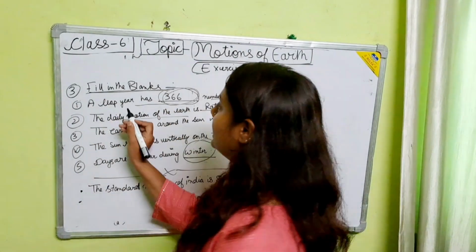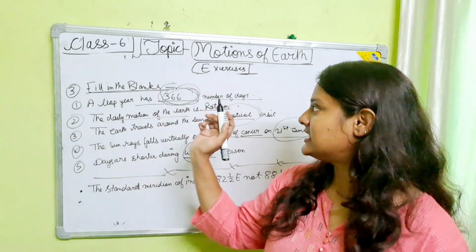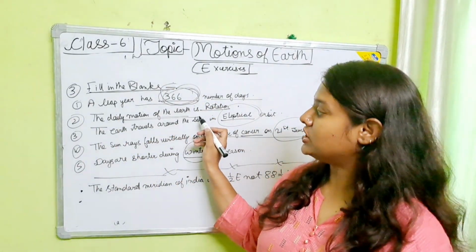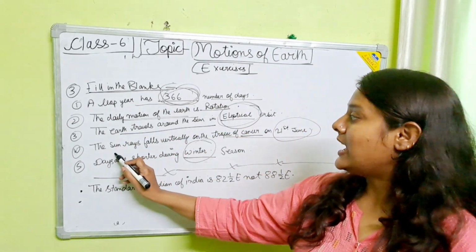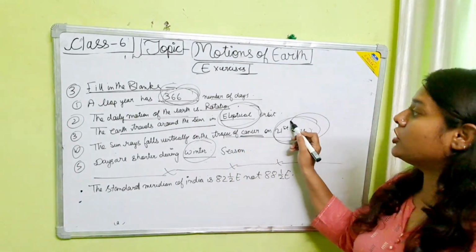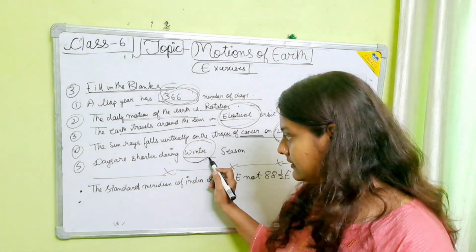Fill in the blanks. A leap year has 366 days, whereas a normal year has 365 days. The daily motion of the Earth is called rotation. The Earth travels around the sun in an elliptical path. The sun's rays fall vertically on the Tropic of Cancer on 21st of June. Days are shorter during the winter season.